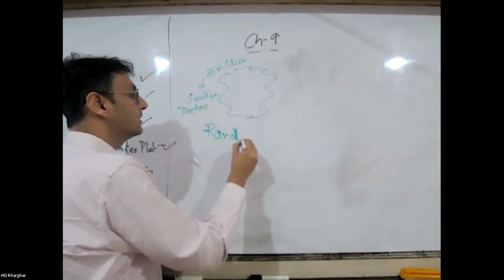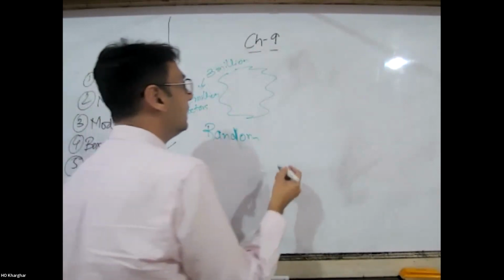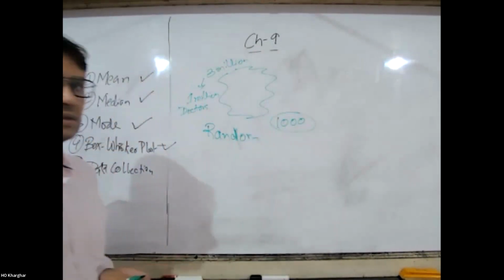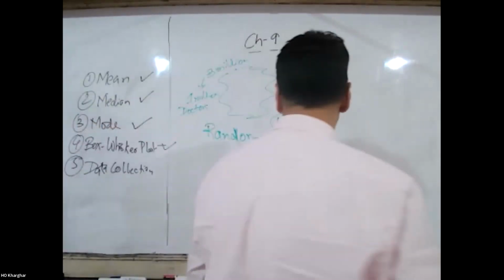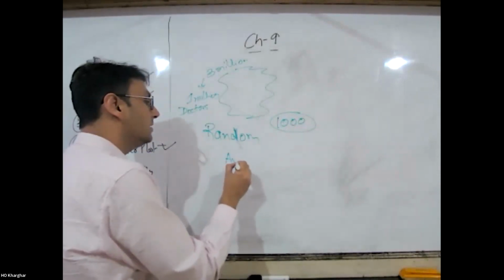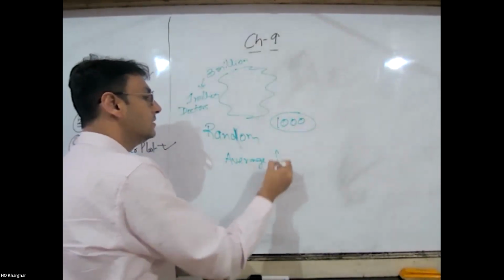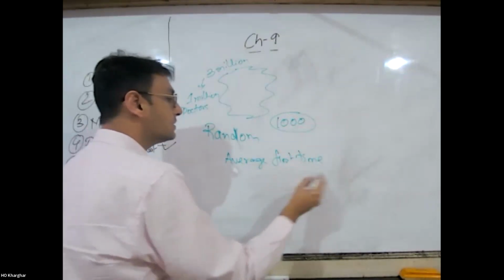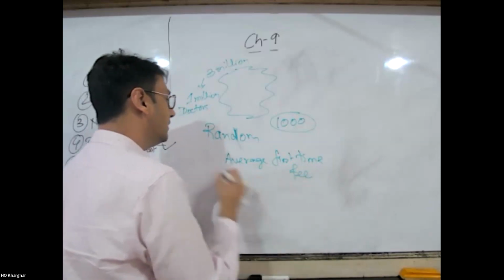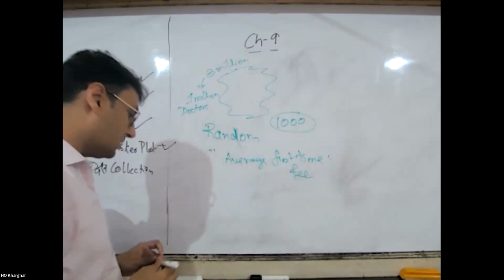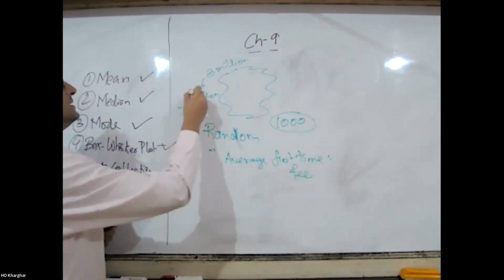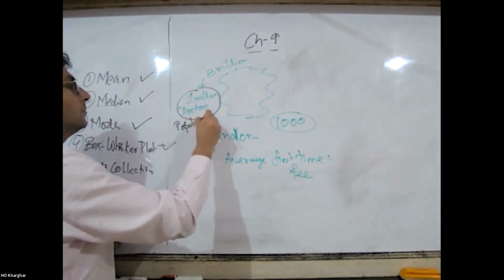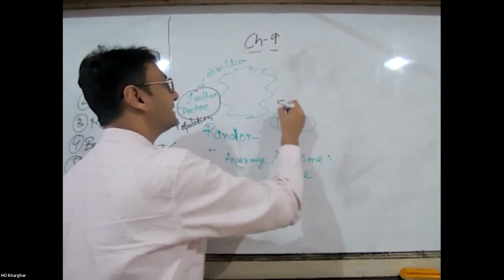And I pick, let's say, 1,000 doctors. I pick 1,000 doctors at random on this island, and I ask them, what is your average first time fee? And I calculate an average first time consultation fee. Now, this thing is called as population. This 1,000 is called as sample.